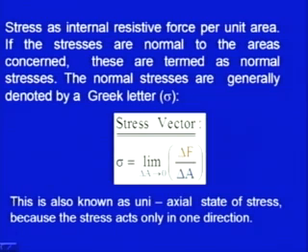We can also denote these normal stresses by the Greek letter sigma. So sigma is equal to the force applied on the effective area divided by the effective area. Since this is a normal force, and we discussed that these normal forces are the axial forces through the axis, these are also known as the uniaxial state of stress, because the stress acts only in one direction, either tensile or compressive. So these are the two categories in normal stresses.